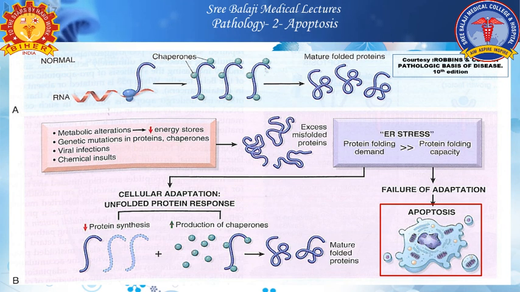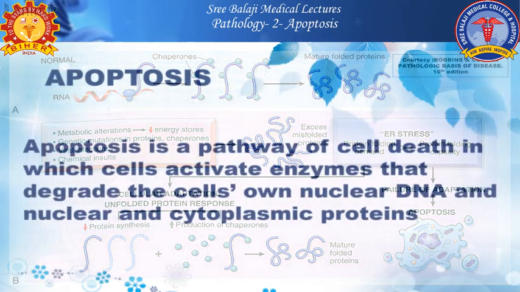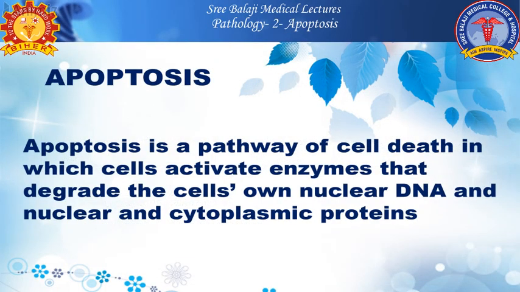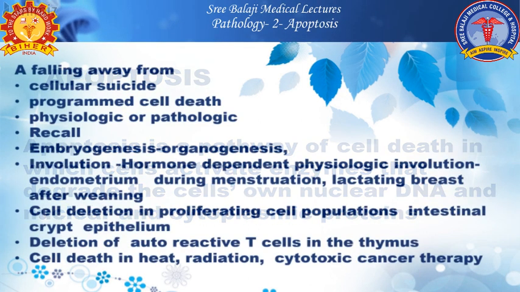So this is the mechanism of how Alzheimer's disease happens: again, triggering of apoptosis. This is an example of a pathological cause of apoptosis. So what is apoptosis? It's a pathway of cell death in which cells activate enzymes that degrade the cell's own nuclear DNA and nuclear and cytoplasmic protein. So the nucleus is degraded as well as cytoplasmic protein. Everything is genetically handled.